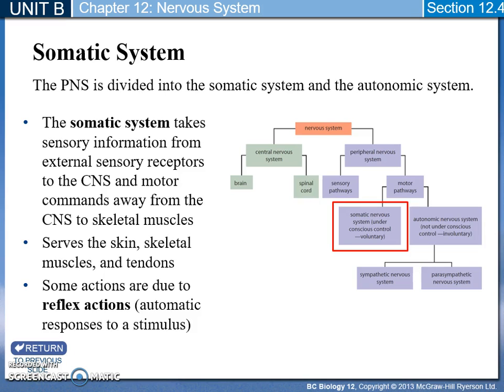So the somatic system then, the peripheral nervous system is divided into the somatic system and the autonomic. The somatic system takes sensory information from external sensory receptors to the central nervous system, and it takes motor commands away from the central nervous system to skeletal muscle. So it serves the skin, skeletal muscle, and tendons. Now, some actions are due to reflex actions as well, which we'll look at a little bit more shortly.